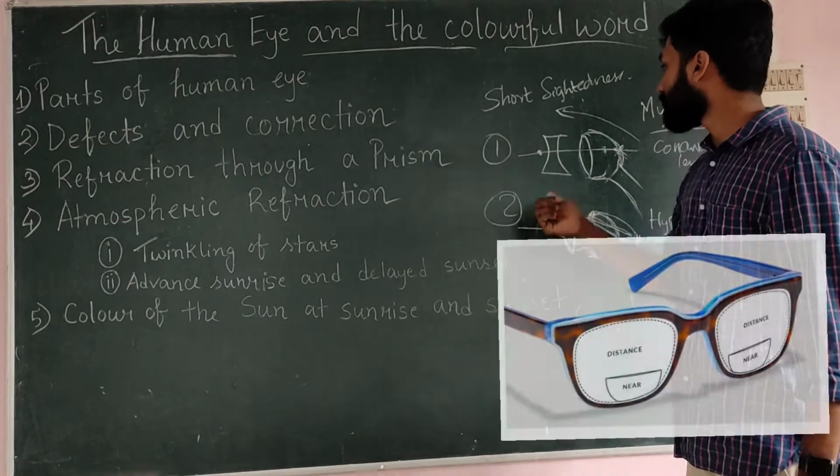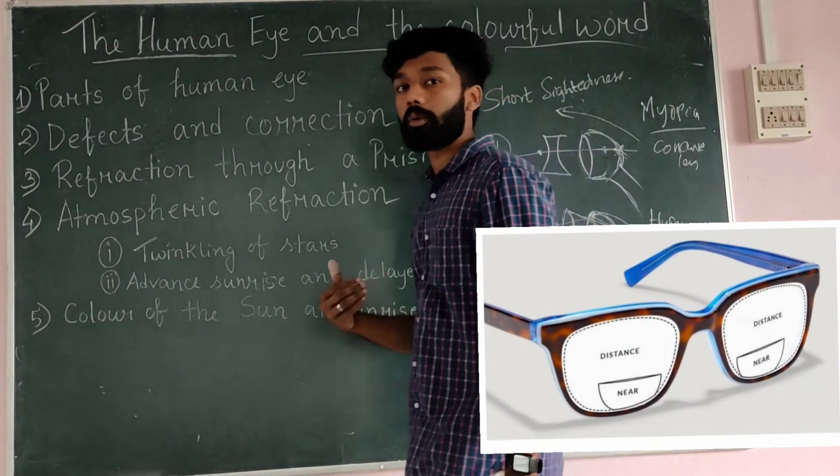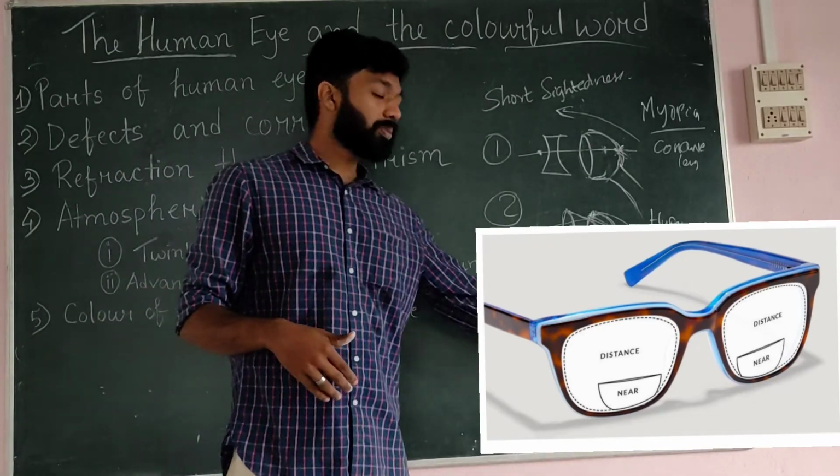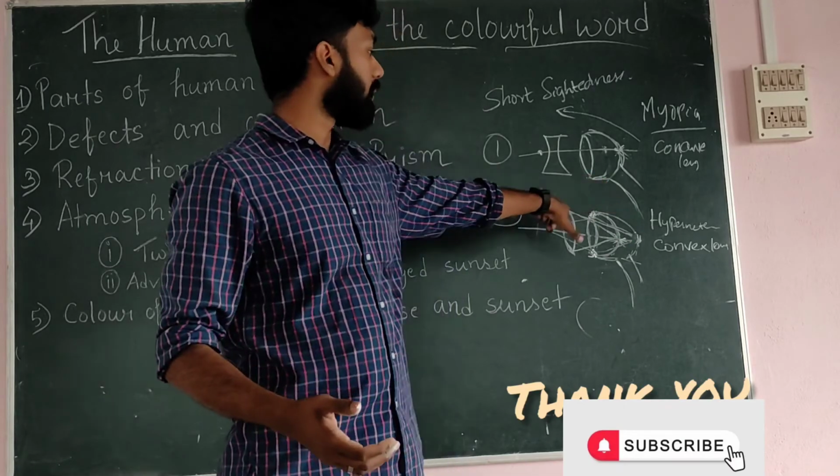Then the next one is hypermetropia. We use a convex lens for the correction of hypermetropia. And the third one is presbyopia. For presbyopia we use a mixture of both concave and convex lenses.